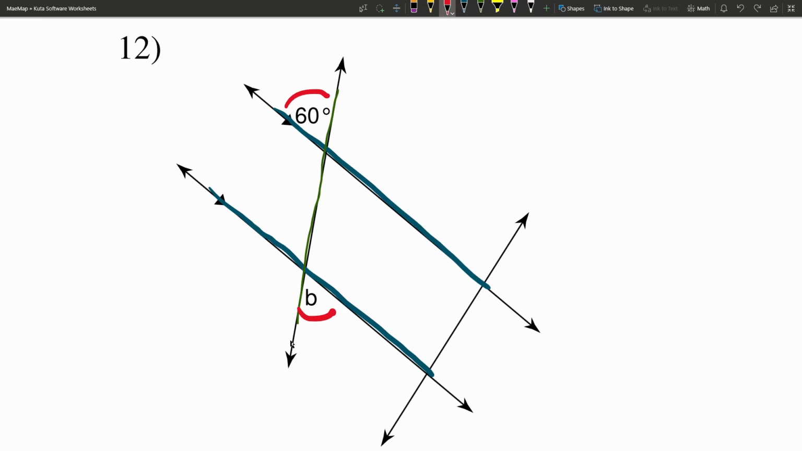So because they're alternate exterior angles, what can we say about them? They're the same exact measurement. This angle that measures 60 degrees and angle B are equal in measure. So we know that B is going to be equal to 60 degrees.